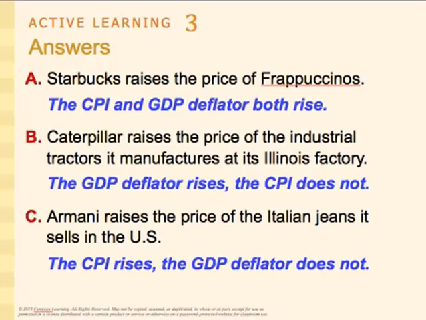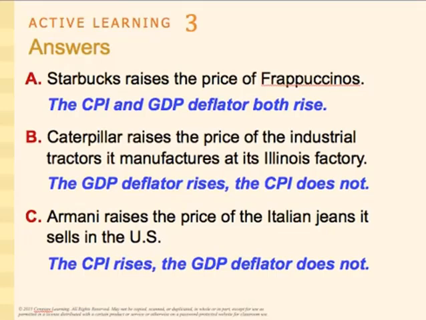Now, if Starbucks raises its price of Frappuccinos, CPI and GDP deflator both rise. Okay, they're both consumption items, so consumer prices are going up. The consumption aspect of GDP is going up. Now, if Caterpillar raises the price of industrial tractors it manufactures at its Illinois factory, the GDP deflator rises because they look at that as inventory, as an investment in inventory. But the CPI does not account for a Caterpillar tractor. Okay, it's hard to fit a Caterpillar tractor into a market basket.